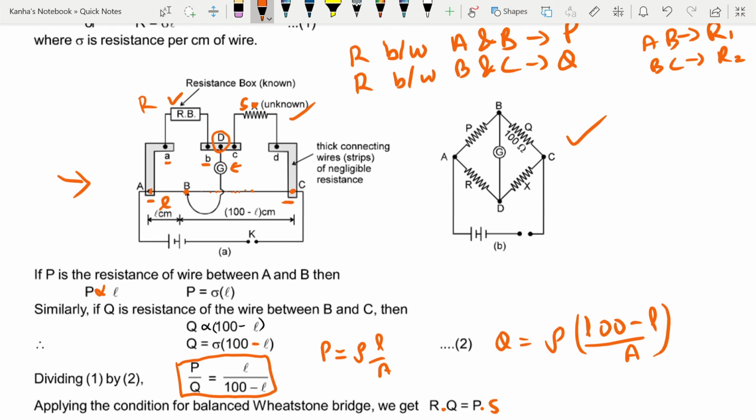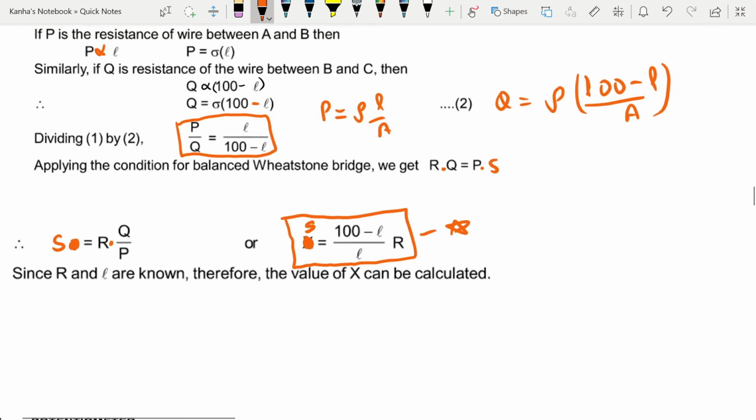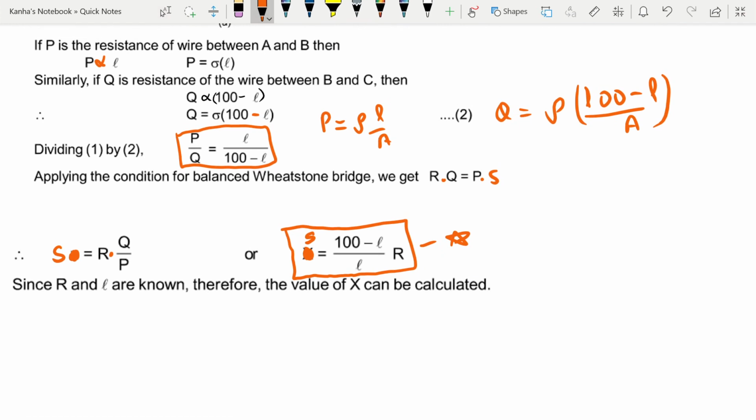Note that the first length is on the side of the resistance box. L will be taken as this side, and you can take the unknown side as 100 minus L. So this is the formula that you should remember from this, and we will look at some other problems to make a better sense of it.